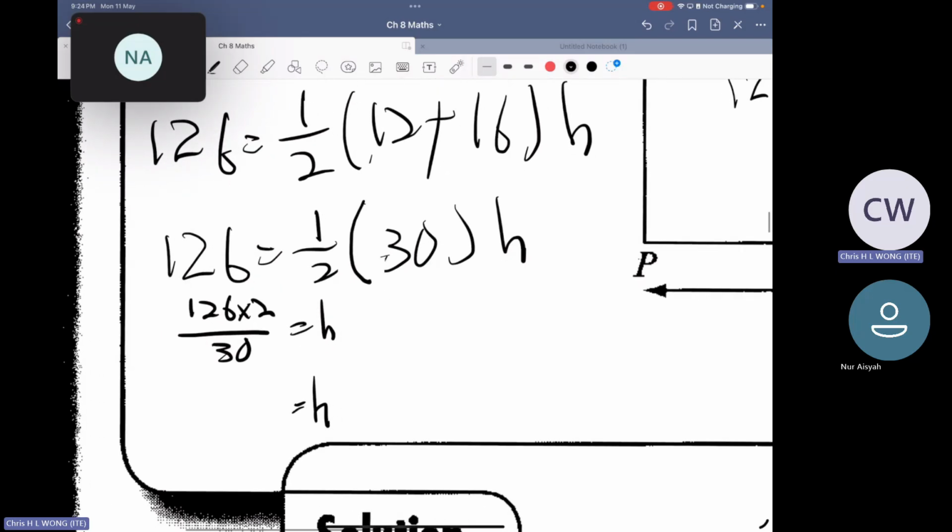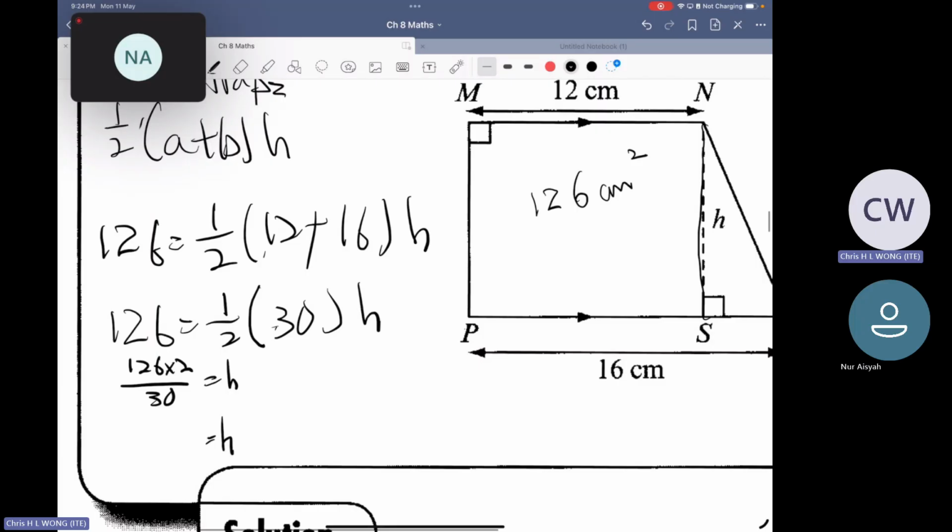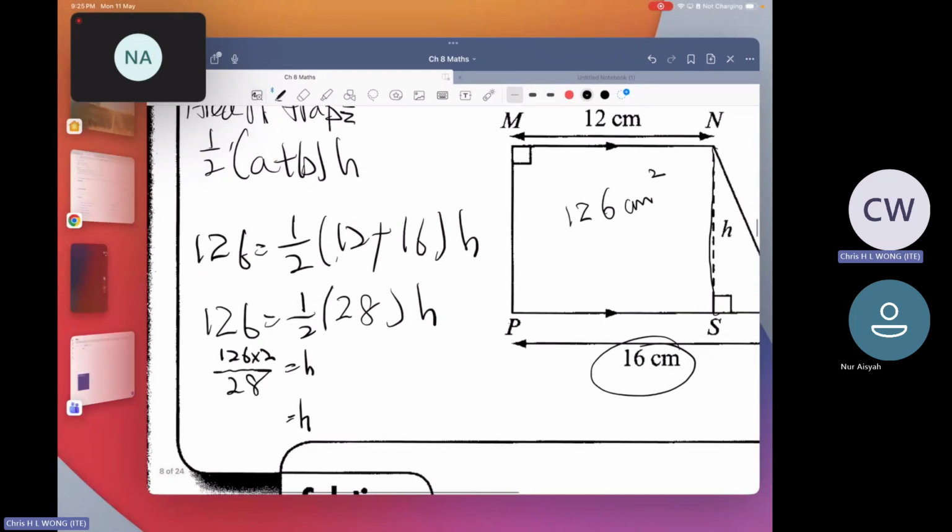Around 12 plus 16, should be 28. Oh, sorry. Aiyo, 28 lah. My mistake, 28. Thank you. Yeah. You see, I also make a mistake like that.